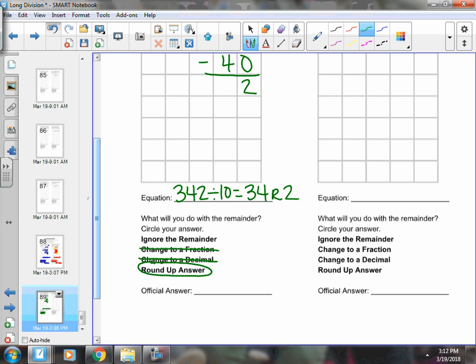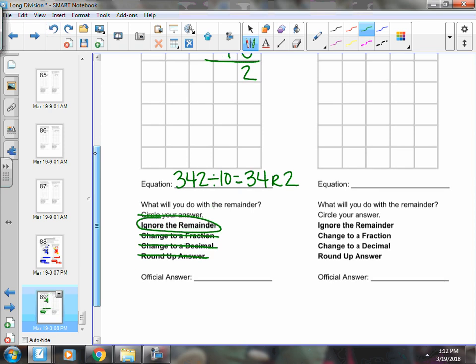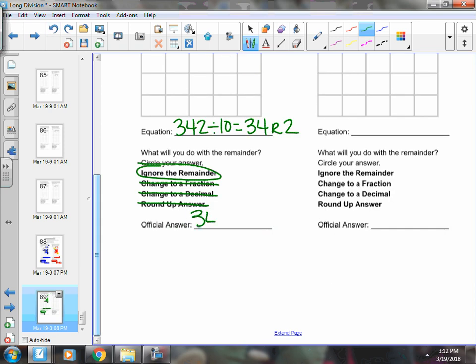We don't have enough pens to make another full group. So we need to ignore those 2 pens. Stick them in our drawer. We can make 34 groups of pens. Because right in the problem it says how many full groups. 34 full groups of pens.